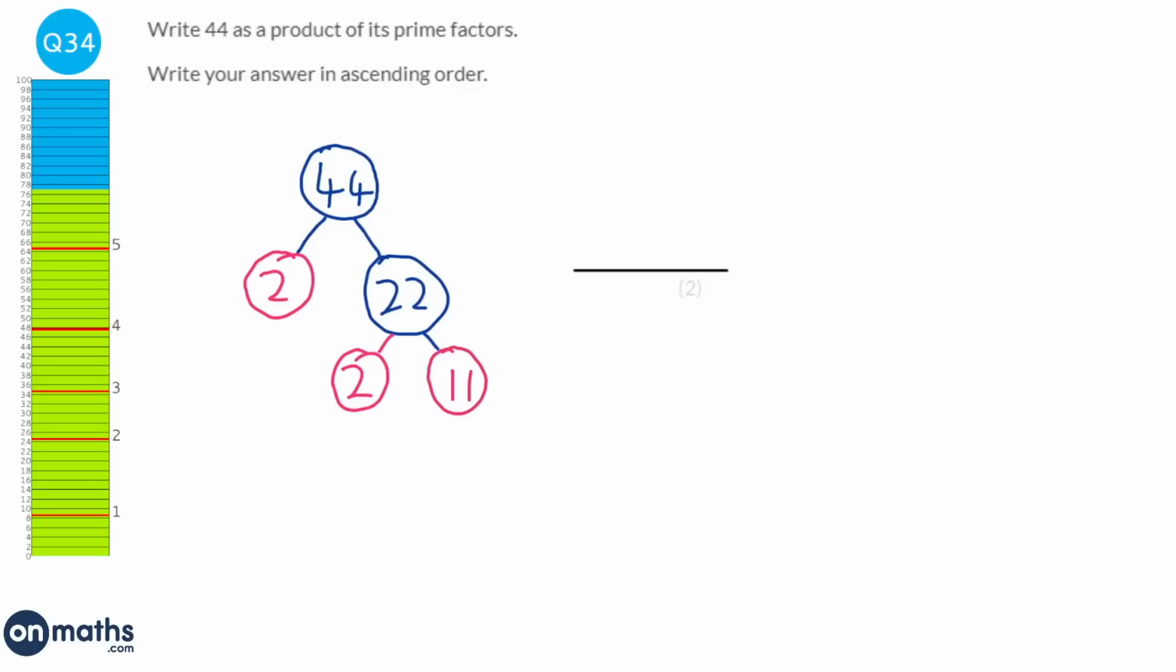Now, notice it says product of prime factors. So the prime factors are 2, 2 and 11. But the word product means times. So it's 2 times 2 times 11. Notice they're in ascending order. Now, if we were asked to do it in index form, we would write it as 2 squared times 11.